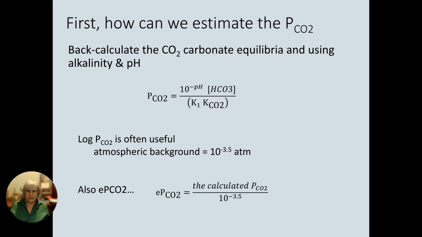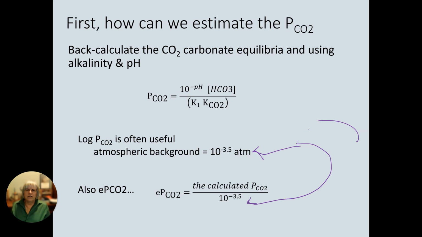We also use this value of ePCO2, and that refers to excess PCO2 or enhanced PCO2. It's not electronic, it's excess or enhanced. And all it is is a ratio. It's the ratio of the CO2 you calculate for a single sample divided by the atmospheric equilibrium. The number in the denominator is directly from the line above, and that is the atmospheric equilibrium.